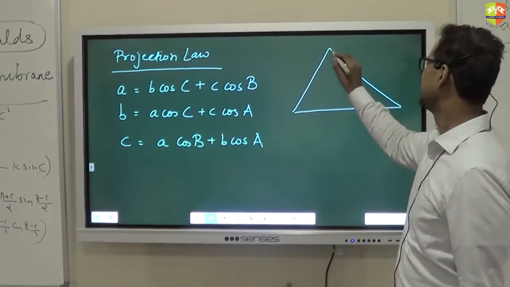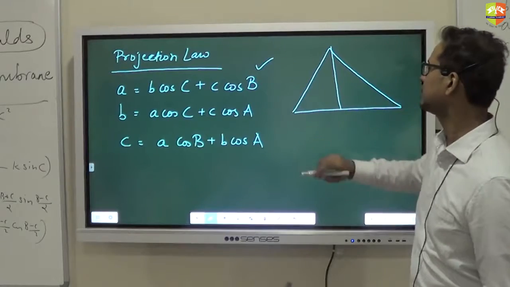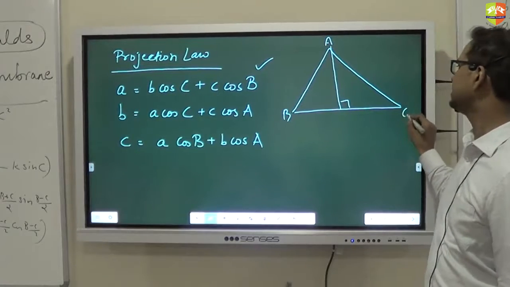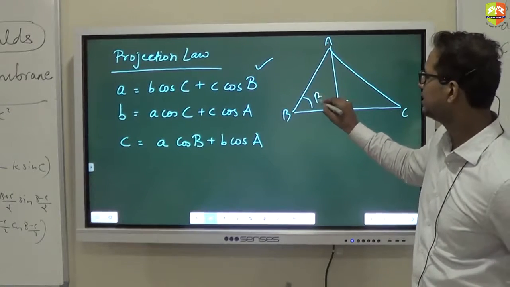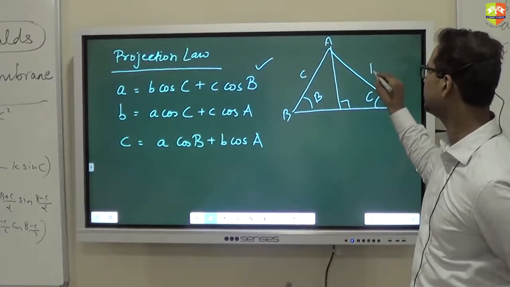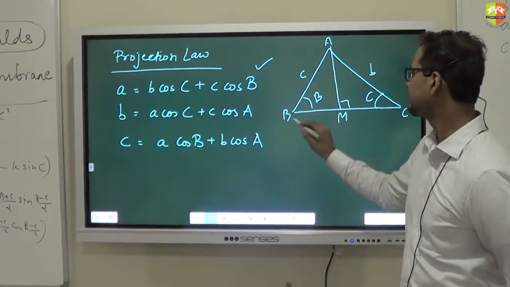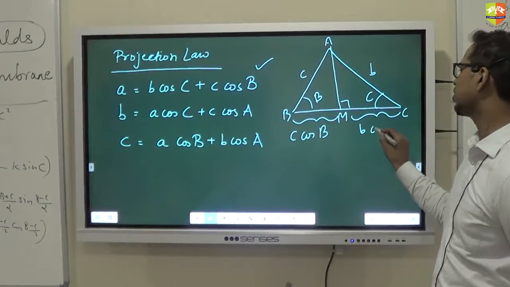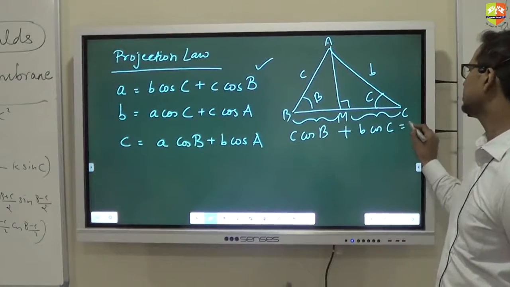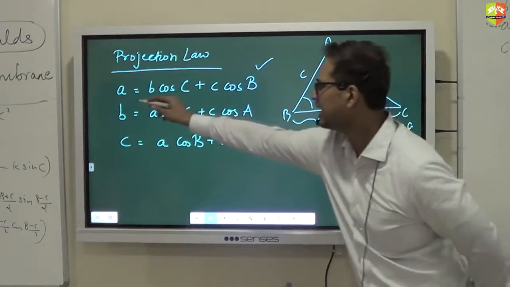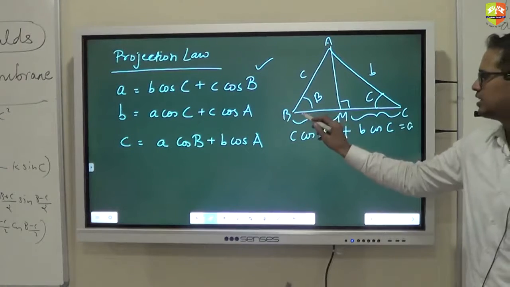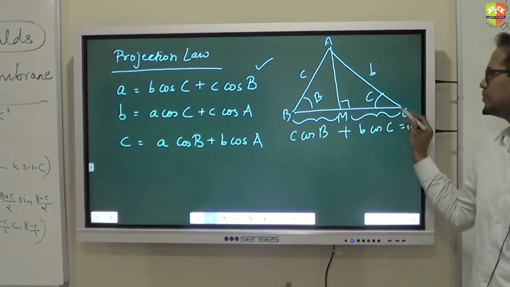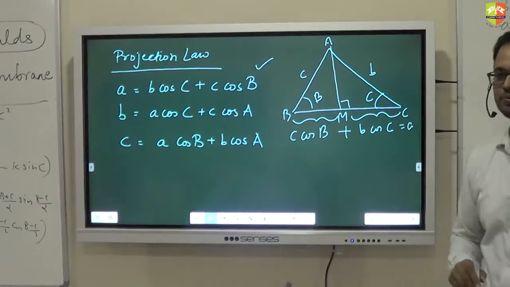It's very simple to prove. Let's say I want to prove the first one. Then I drop a perpendicular from A onto BC. Since this is angle B, this is small c, this is angle C, this is small b. Can I say BM would be c cos B and MC would be b cos C? Their sum is equal to the opposite side BC, which is a, which proves this formula. The reason it is called projection formula is because BM is the projection of AB on BC and MC is the projection of AC on BC.